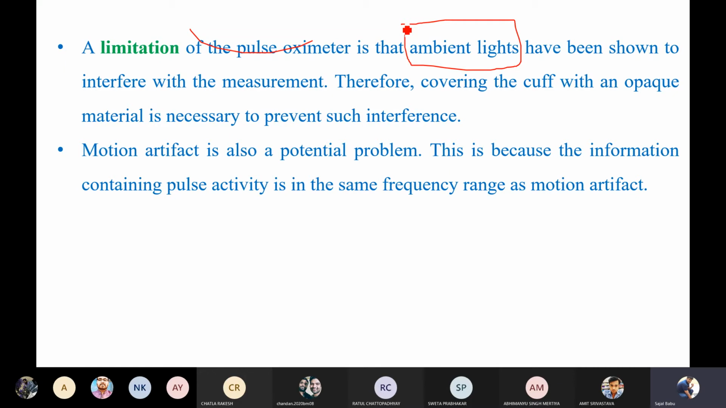If any other light comes in between, it is definitely going to affect the reading. That's why the pulse oximeter should not be used in ambient light. If you are using it in an outside environment, try to cover it so that light cannot interfere with the reading. The other limitation is motion artifact. If I place the pulse oximeter on your finger and you keep moving your finger, because of the motion there may be errors in your reading. So it is not suitable for motion artifacts.